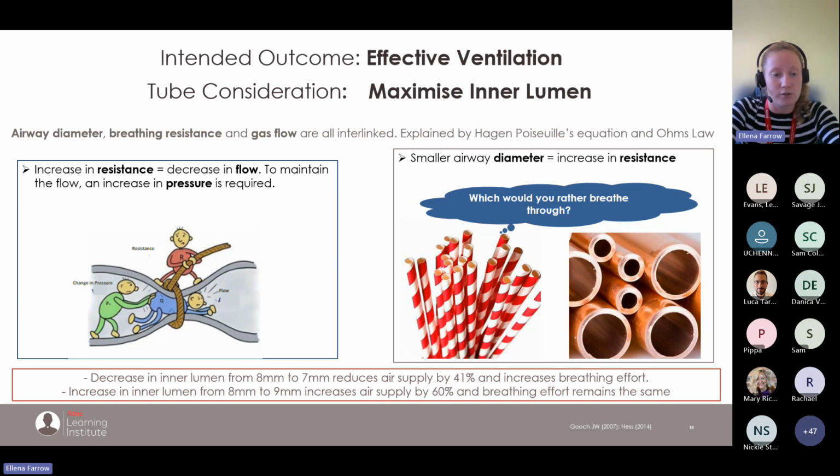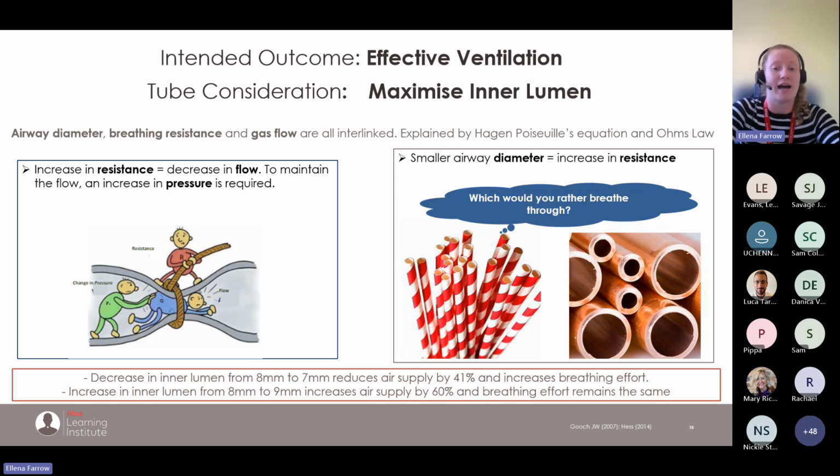Based on those laws that we've just mentioned there, we can work out these things. So we know that by decreasing the inner lumen from 8 millimeters to 7 millimeters, you reduce the air supply by 41% and you increase the breathing effort. Whereas if you increase the lumen by 1 millimeter, just from 8 to 9, it increases the air supply by 60% and it maintains the same breathing effort.